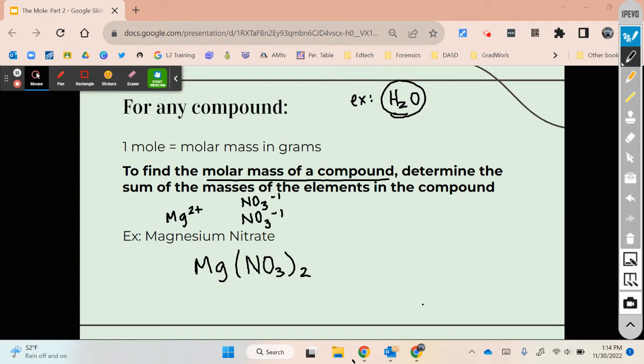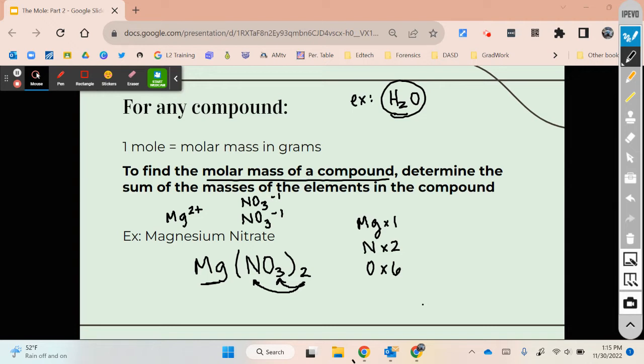So now how do I figure out how heavy magnesium nitrate is? What I'm going to do is list all of the things that I have going on here and look at how many are in the formula. In the case of magnesium, I only have 1. In the case of nitrogen, I have 2. And in the case of oxygen, I have 6.